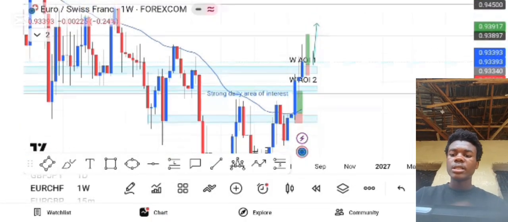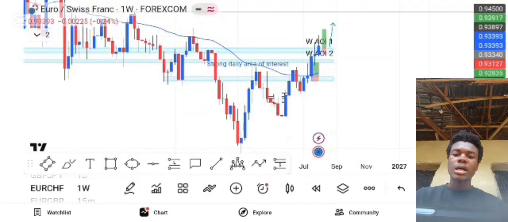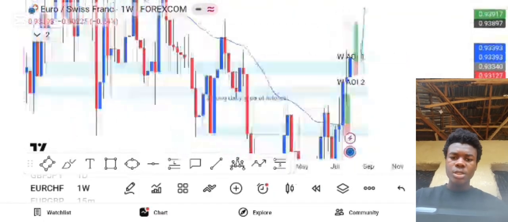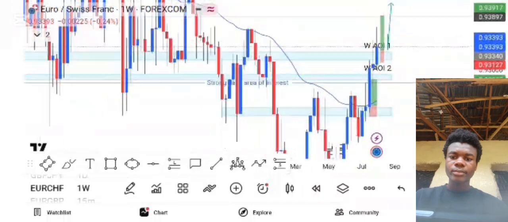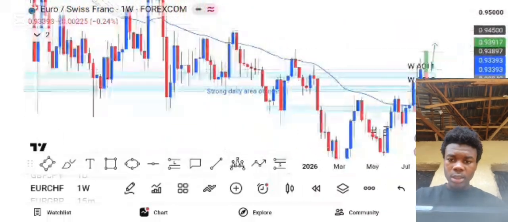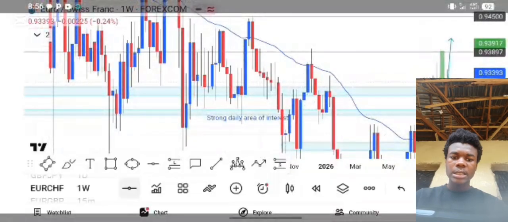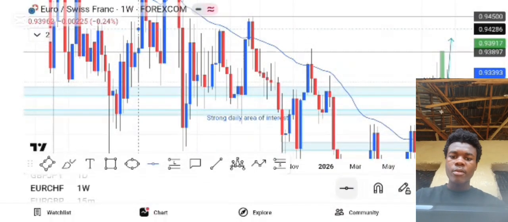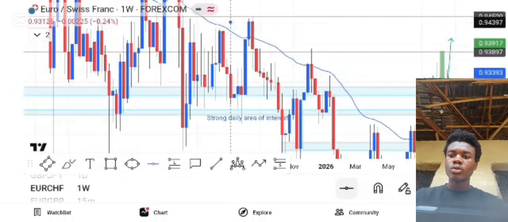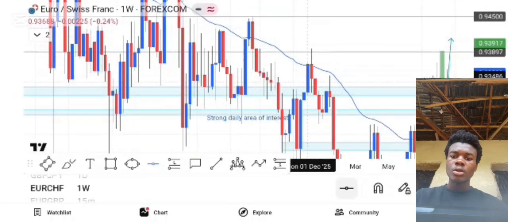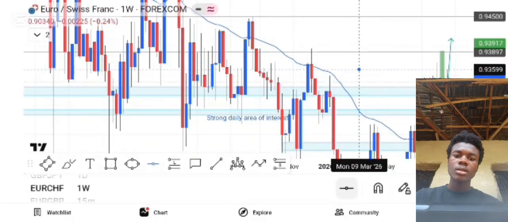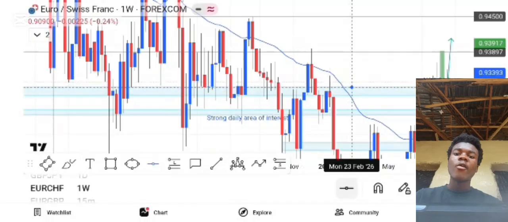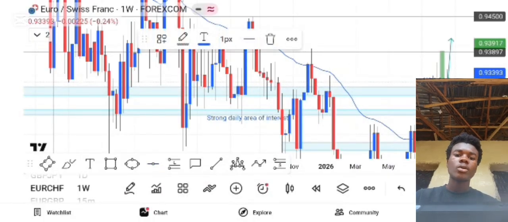Then on the weekly time frame, we are currently bullish. Then this is a weekly area of interest. Anytime we are above this area of interest, we use it as support to go to the upside, support to go to the upside. So right now we are above that area of interest, so I'm anticipating that we are going to buy.